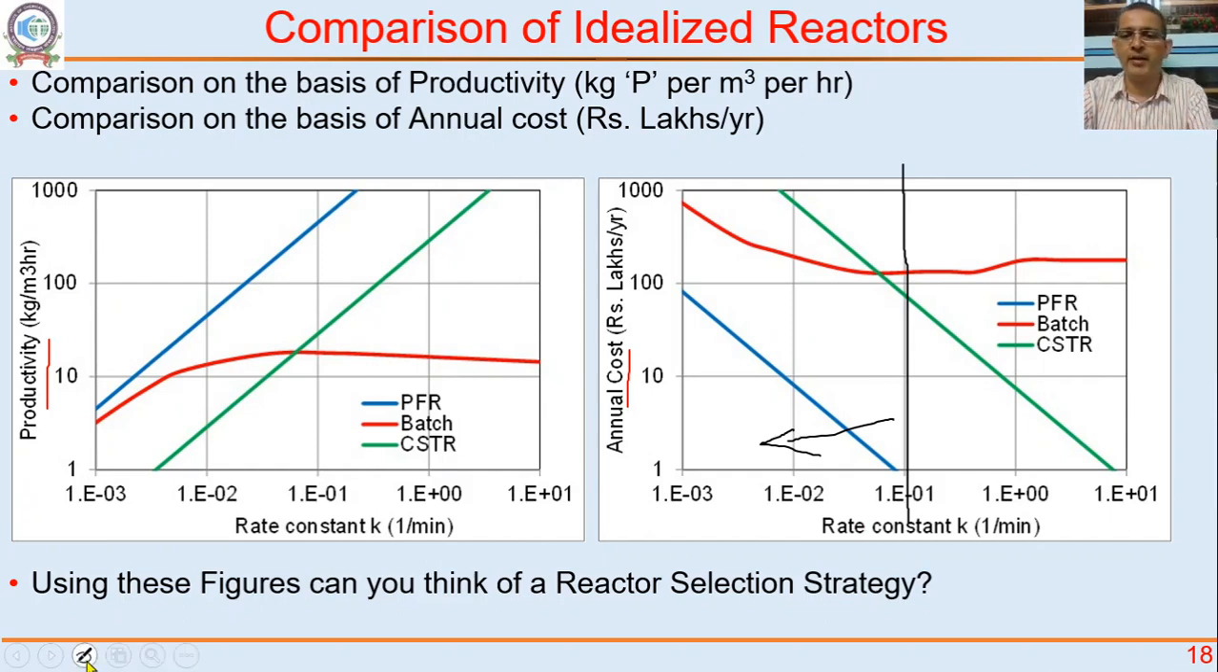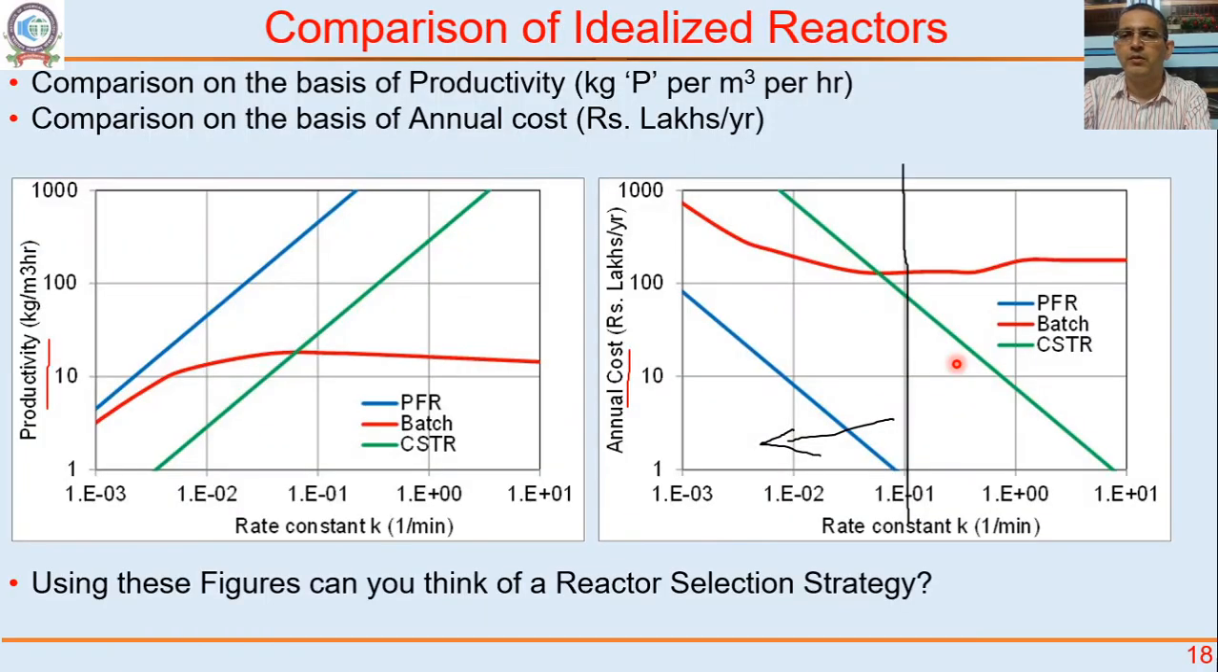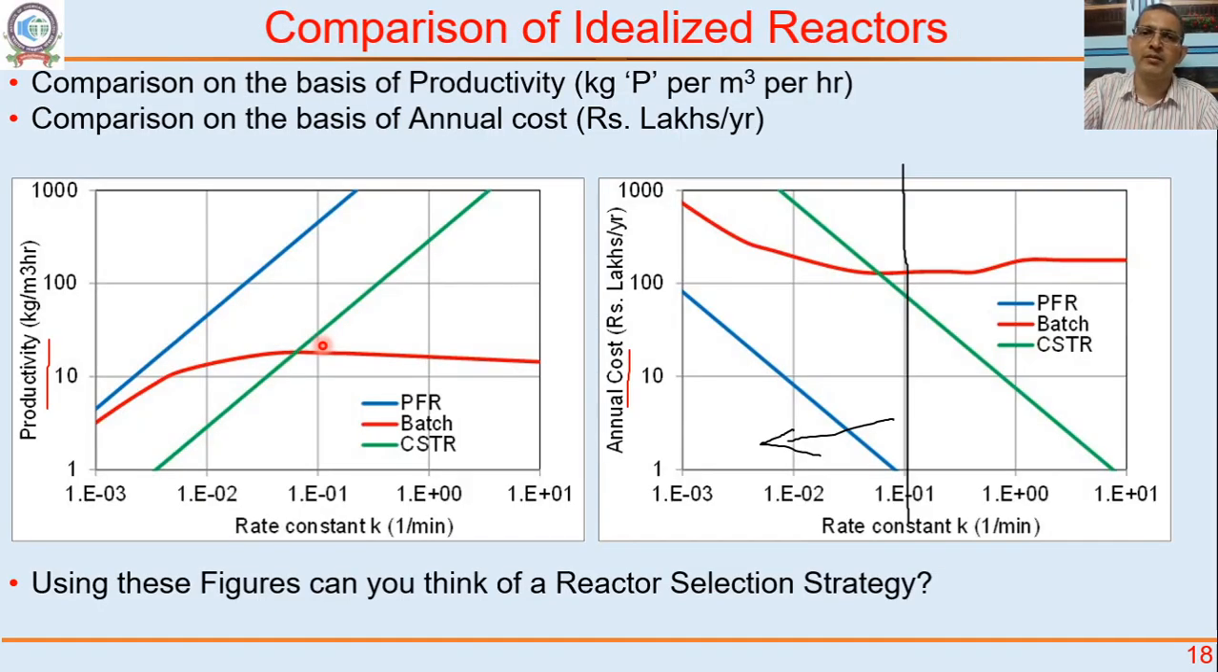Now the reaction time is only seconds and minutes. Reaction time here is 0.01 hours, whereas heating time, cooling time is 6 hours, 7 hours, and so on. Okay? Try to understand this selection tree based on these tables.